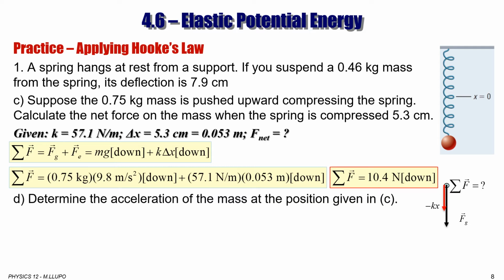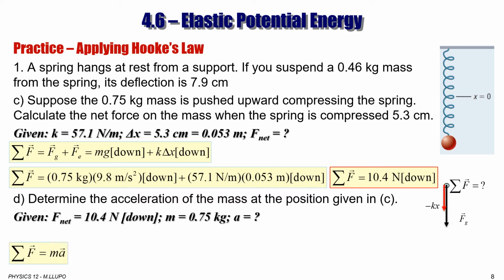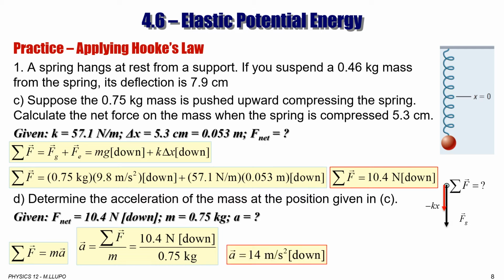Determine the acceleration of the mass at the position given in C. So with Newton's second law, we know F net is 10.4 Newton. We just calculated it. Mass is 0.75. So acceleration is required. Sum of all forces is equal to ma. We are solving for a, which is sum of all forces divided by m. 10.4 Newton down divided by 0.75 kilogram will give you an acceleration of 14 meters per second squared down.